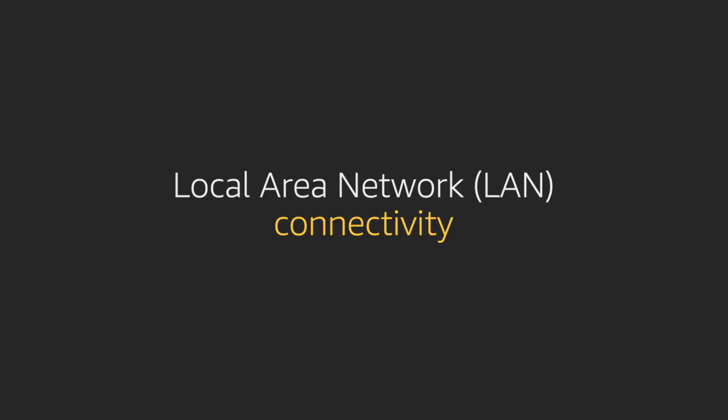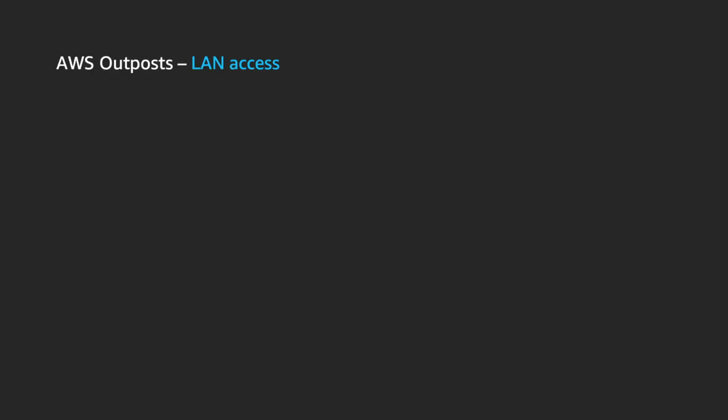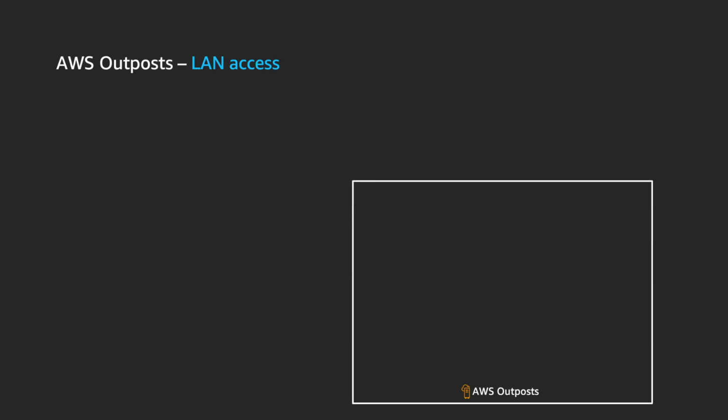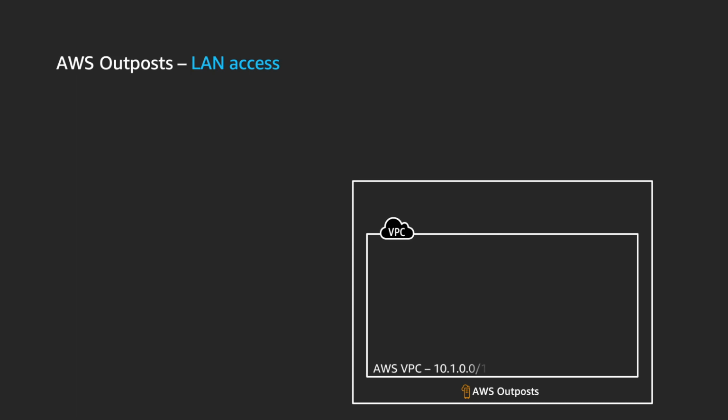All right, so let's dive into the local area network connectivity. When we talk about AWS Outpost LAN access, we're talking about connecting the AWS Outpost directly to your on-prem network. And so in the Outpost, we might have a VPC. We've got a CIDR address range of 10.1.0.0/16. It might be extended from the region or not. You actually don't need to extend your VPC from the region. You could just operate things inside the VPC, inside your Outpost if you wanted to.